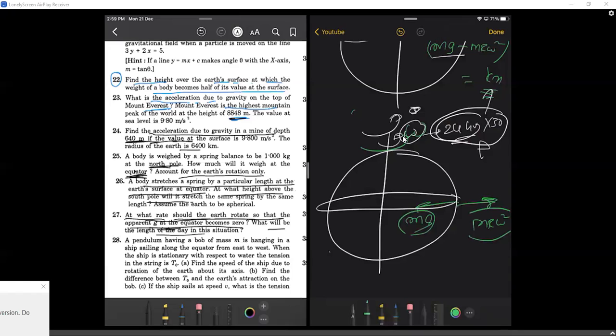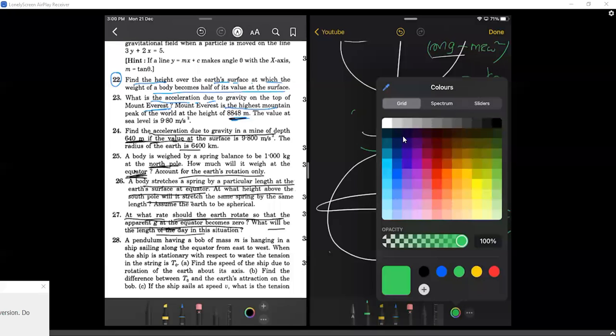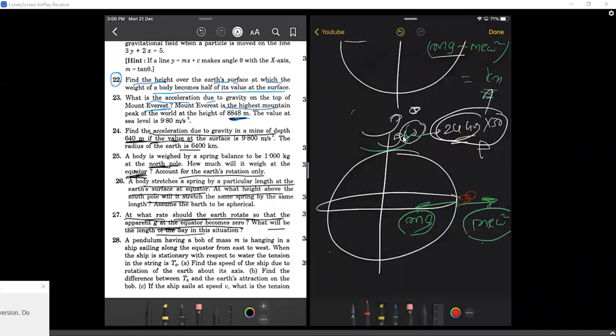With high Mg and high m r omega square, you will feel much lighter because you will be getting a much heavier pseudo force. You will feel much lighter. So that is what actually happens when you rotate faster.